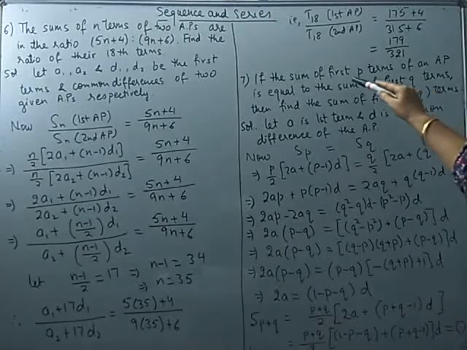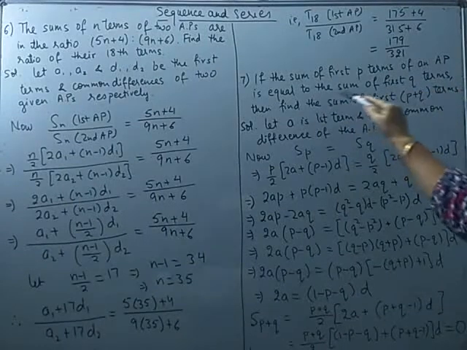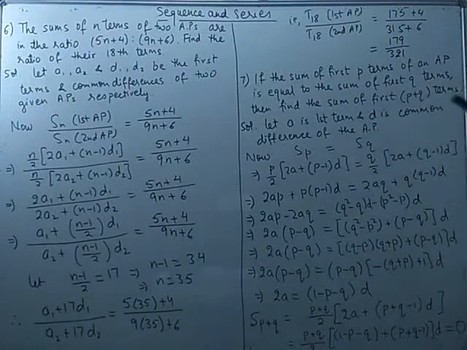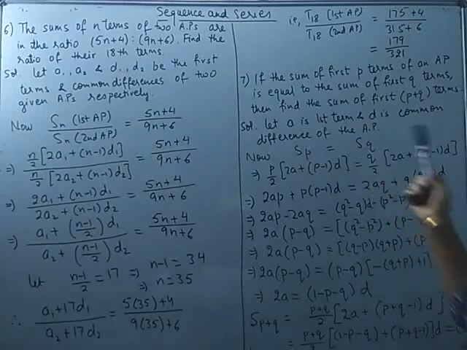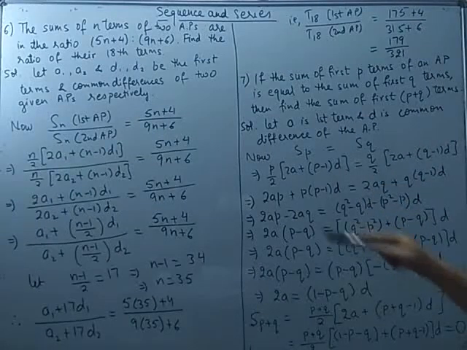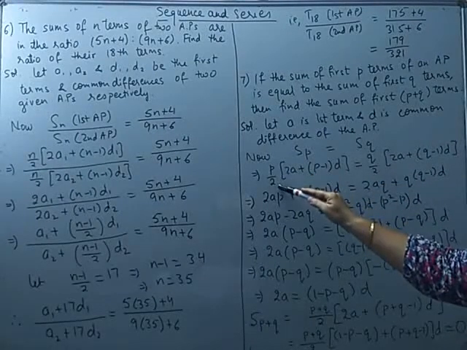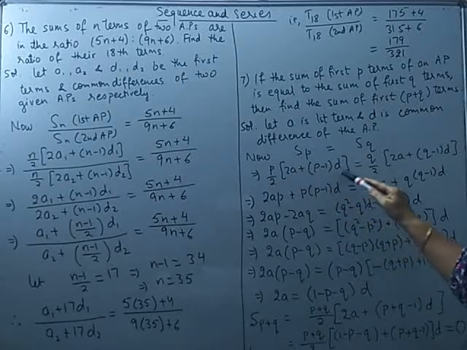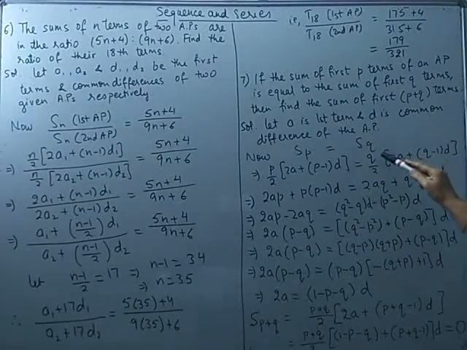Then moving on to the next one. It says if the sum of the first P terms of an AP is equal to the sum of the first Q terms, then find the sum of the first P plus Q terms. Again, say A is the first term and D is the common difference of the AP. Then we are given the sum of P terms is equal to the sum of Q terms. Now the sum of P terms will be P by 2 into (twice of A plus (P minus 1) into D), and the sum of Q terms will be Q by 2 into (twice of A plus (Q minus 1) D).